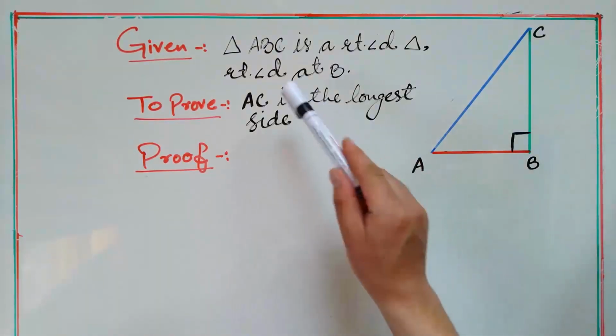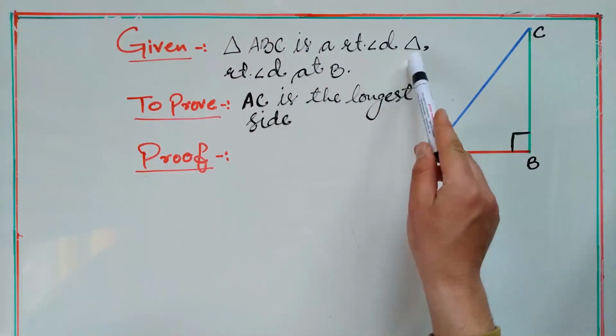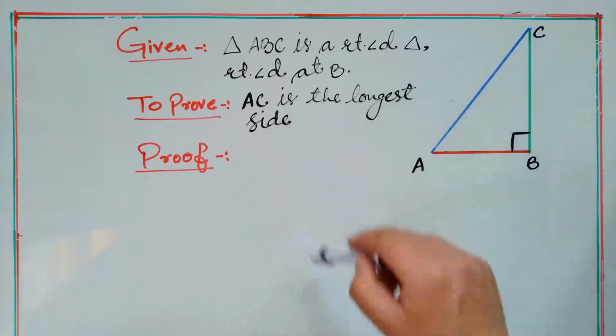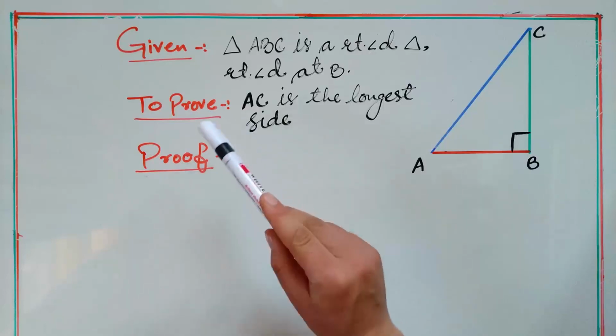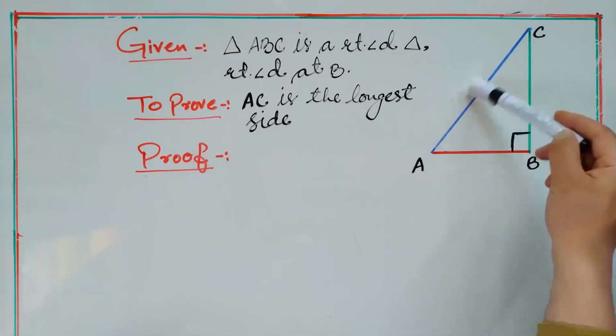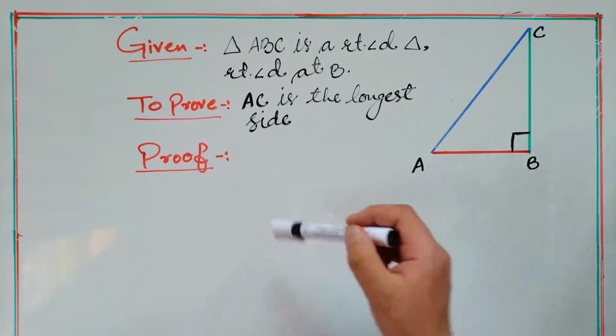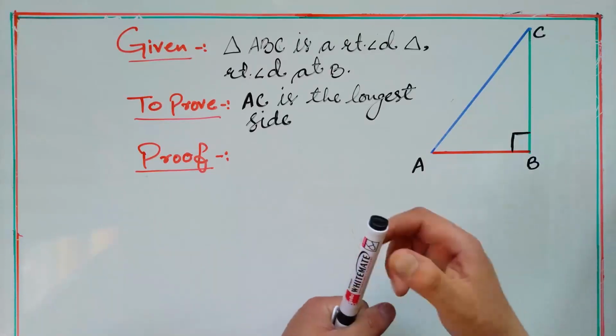In the given, I have written down: triangle ABC is a right angled triangle, right angle at B. So this is our right angle. AC is the longest side. This is what we have to prove, that this side AC is the longest side. So this is how we are going to do this.